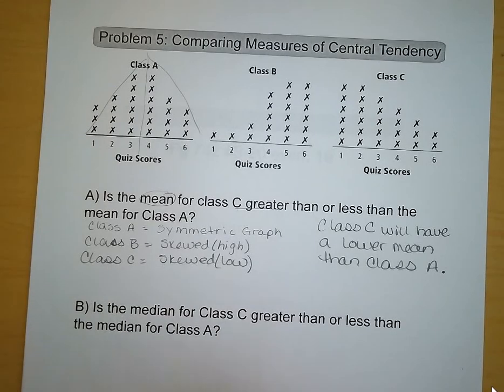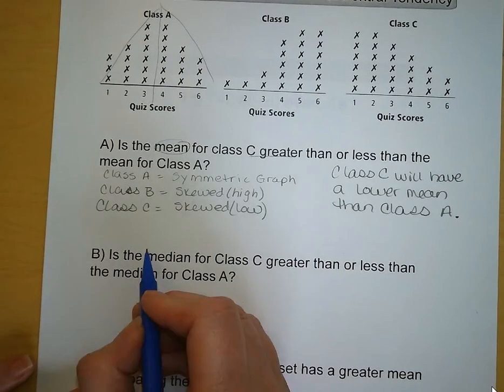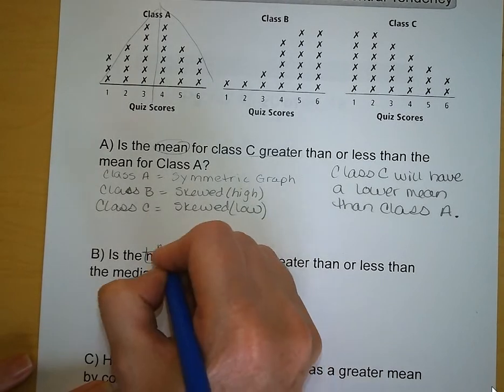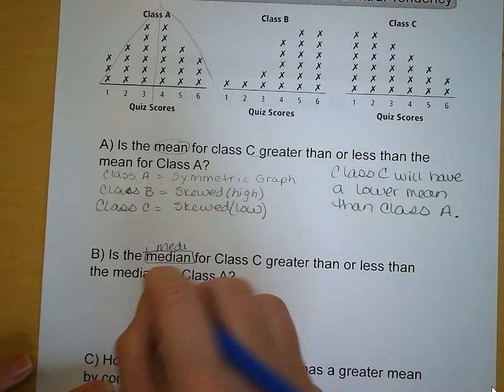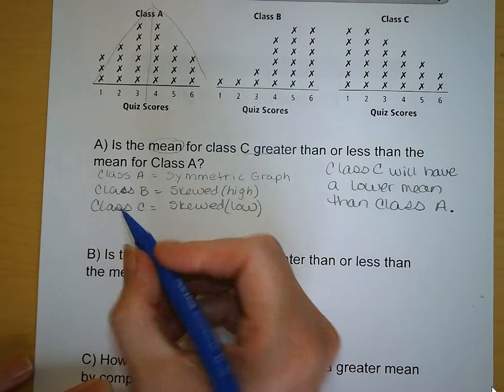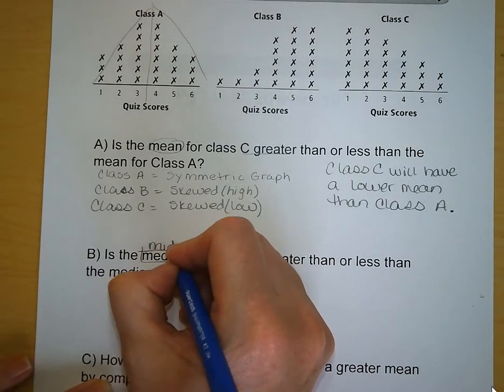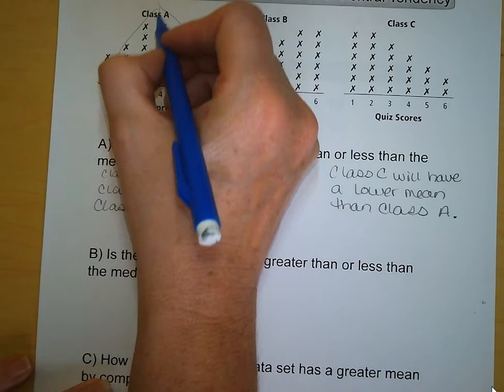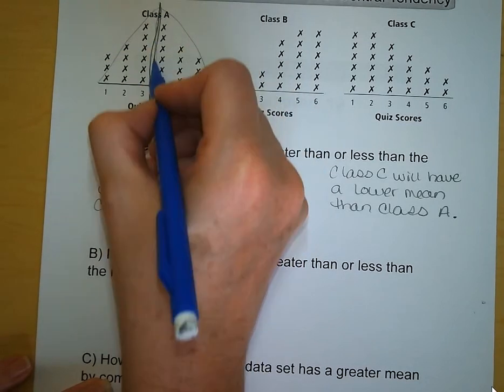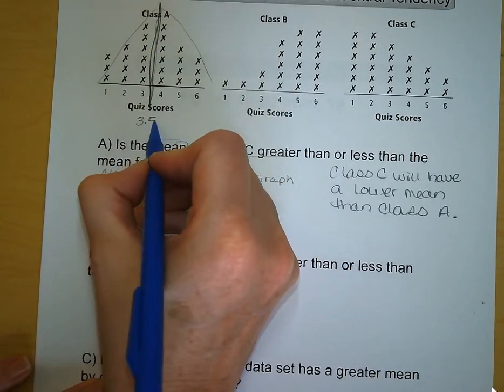All right. Is the median for Class C greater than or less than the median for Class A? Well, Class A we said was symmetric, so that median is going to be right in the middle of 3 and 4. So you average 3 and 4, you get 3.5.